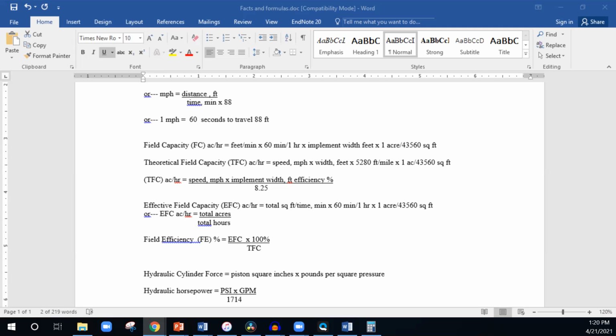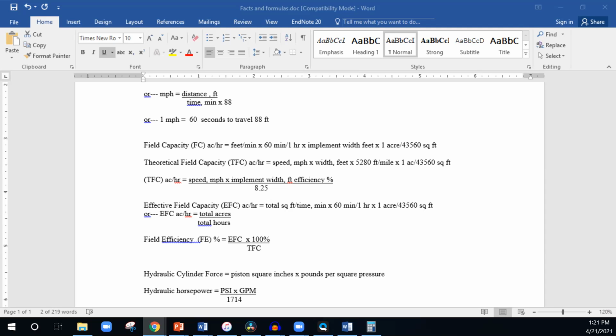We can use our theoretical field capacity and our actual time that we drove to figure out what our efficiency is. So if you are going through a field, you can say, I'm going to use the theoretical field capacity formula to figure out how long it would take without any turns, if you were just constantly going, the machine's never being lifted up. Then you run through a field and it takes you X amount of hours, and that's what you're going to use to figure out what your efficiency was.